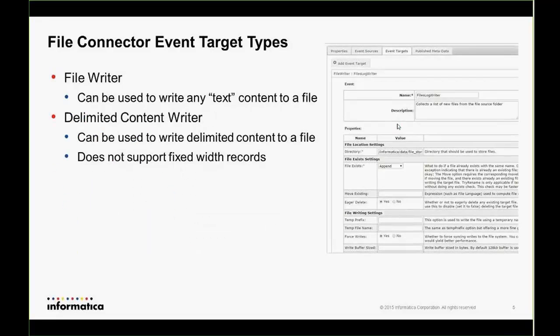For event target types, there's the generic file writer, which can write any text to a file. And then we also have the delimited content writer. Again, it can support writing delimited content, CSV, tab delimited, etc., to a file, but does not yet support fixed width record flat files.